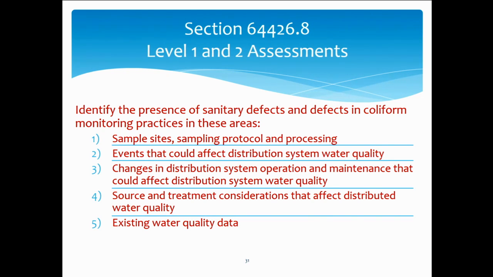So your assessments have to include these 5 elements. You have to look at your sample sites and your sampling protocol and processing. You have to look at any events in your distribution system that could have affected water quality, any changes in the distribution system operating and maintenance that could have affected the water quality, any source or treatment considerations, and any existing water quality data.